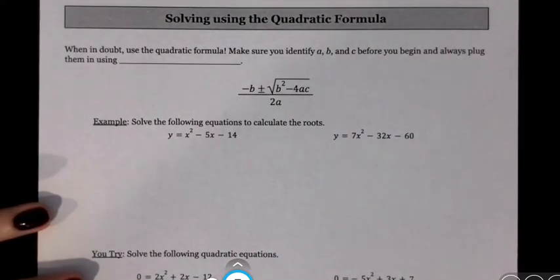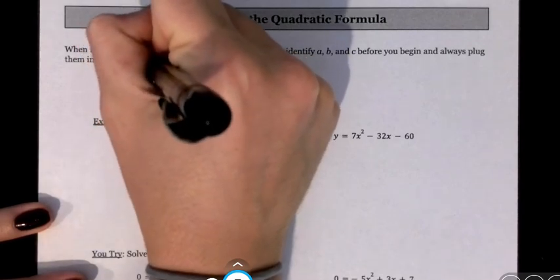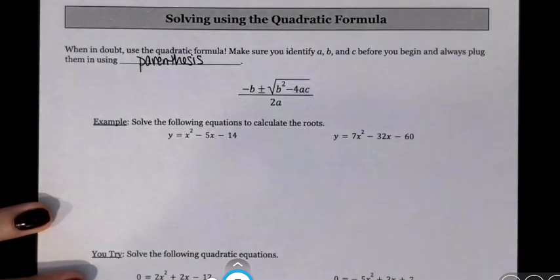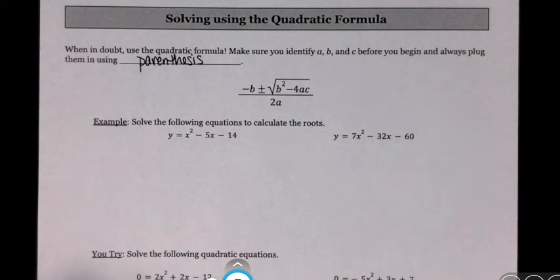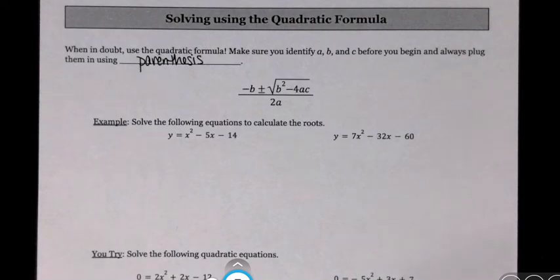Whenever we use this, we want to make sure that we are always plugging our numbers in using parentheses. And then we want to simplify it in 3 parts. I'm going to do these first 2 here, and then I'm going to leave the last 4 for you to do on your own. The first thing I want to make sure is I have it in standard form, and it's either equal to 0 or equal to y. If it's not in standard form, we have to put it in standard form.